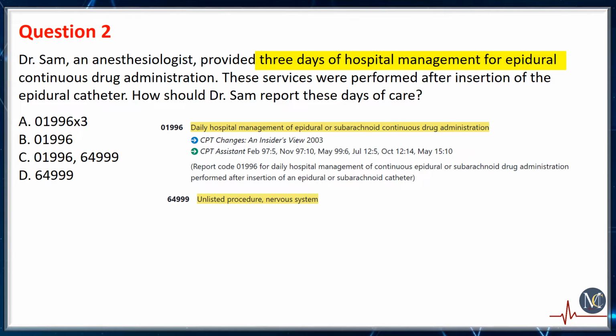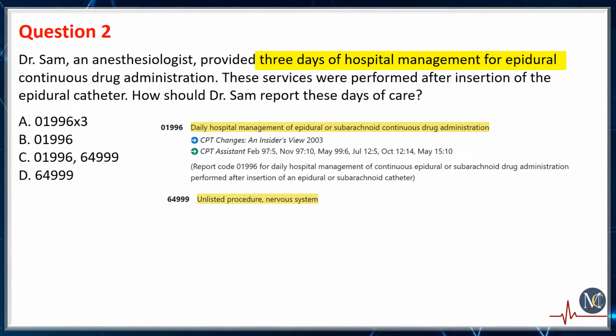In this scenario, the service performed was 3 days of hospital management for epidural continuous drug administration. So we will eliminate the options with service code 64999, which is for the unlisted procedure on the nervous system. The service code 01996 is designated for 1 day of hospital management service. However, in this scenario, the service was performed for 3 days.